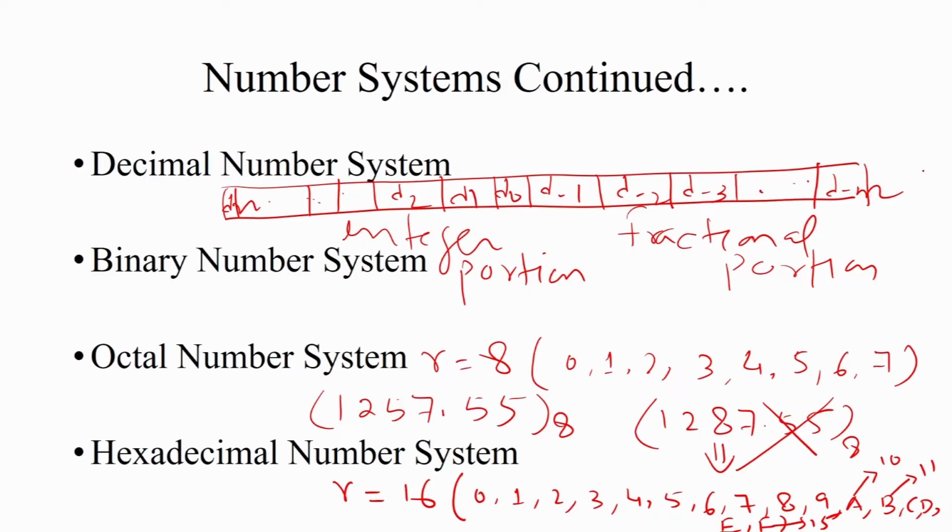Here, d0 to dn represents a total of n plus 1 digits in the integer portion of a number. And d minus 1, d minus 2 up to d minus m represent the fractional portion, meaning a total of m digits in the fractional portion. So there are n plus 1 digits in the integer portion of the number and a total of m digits in the fractional portion of the number.